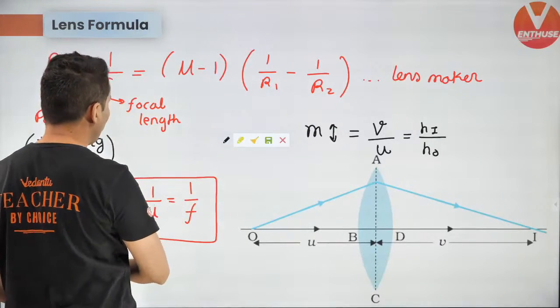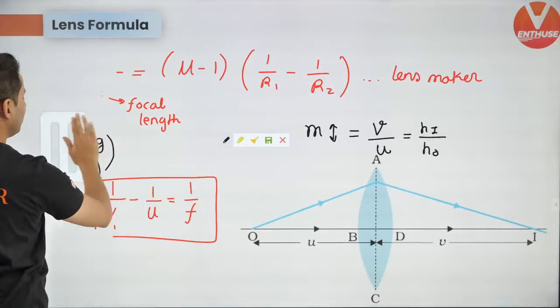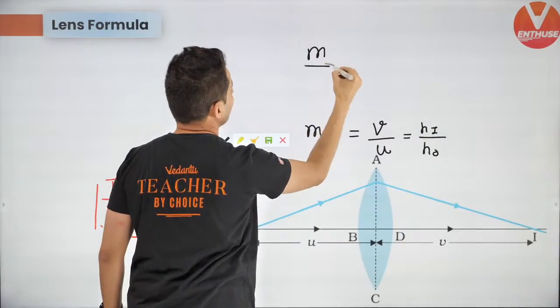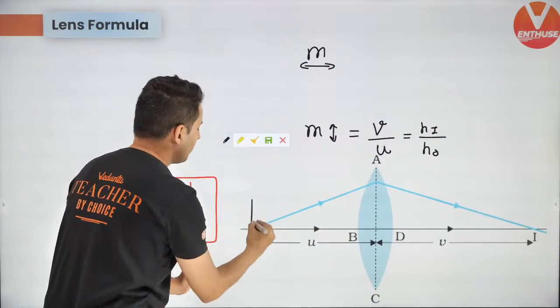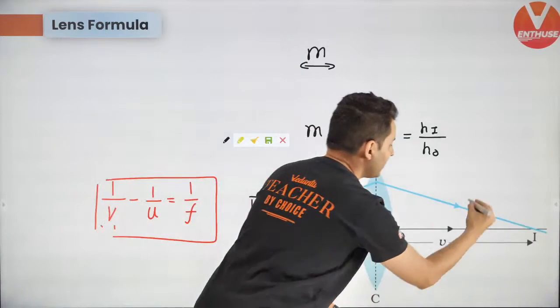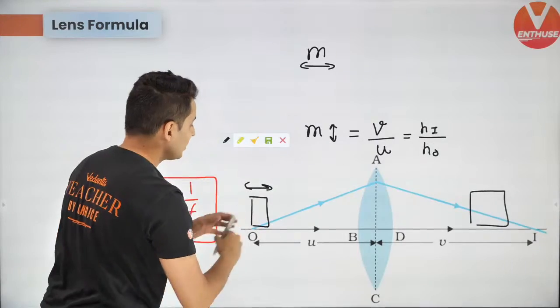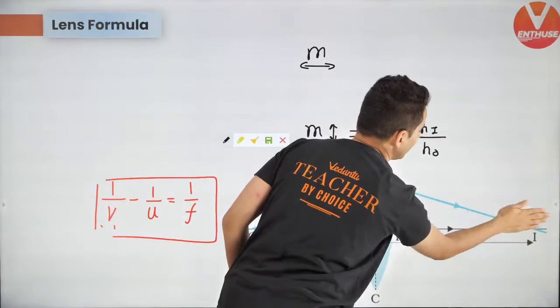There is one more magnification formula and you must know that. What is the other magnification formula? This is magnification width-wise. So if there is an object over here, the image might be wider or shorter. So this is the width of that image. That magnification is what I'm talking about.